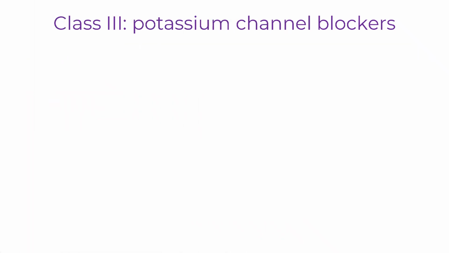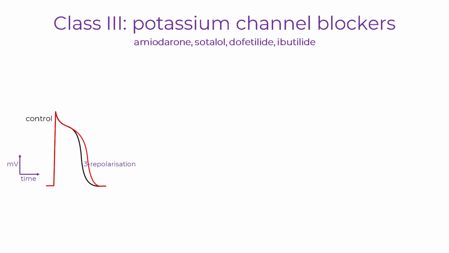Class 3 antiarrhythmic drugs act primarily by blocking potassium currents responsible for repolarization. Important drugs in this class include amiodarone, sotalol, dofetilide, and ibutilide. By delaying phase 3 of the action potential, these drugs prolong repolarization and increase the effective refractory period. This makes it harder for re-entrant circuits to persist.